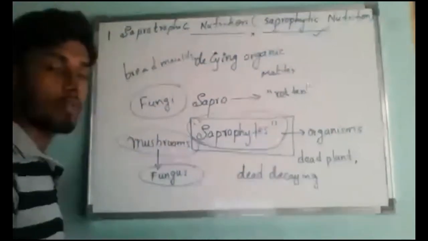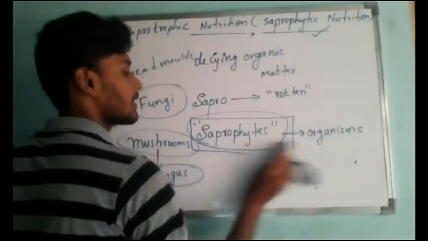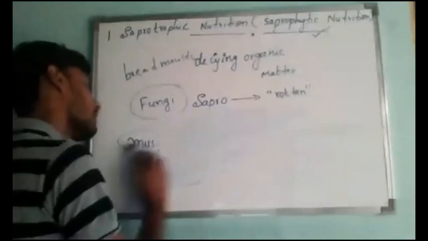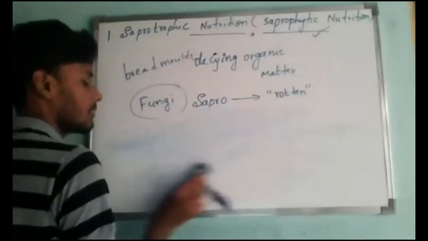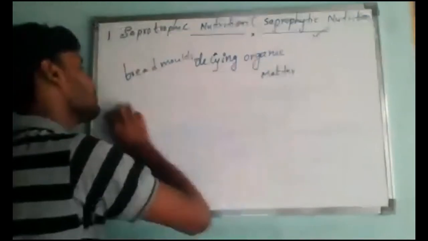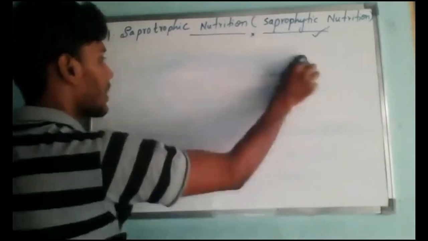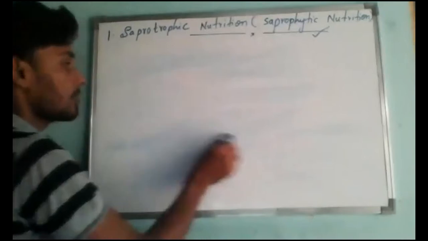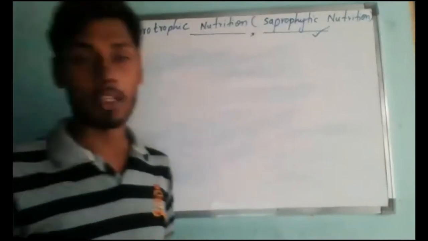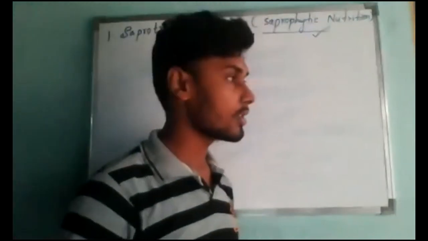So now all of you write: saprotrophic nutrition, also called saprophytic nutrition. The definition should be well developed and well defined. You should not write it in casual language; it should be a proper definition. Right. Saprotrophic nutrition.